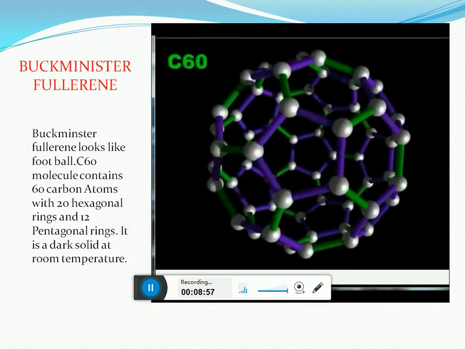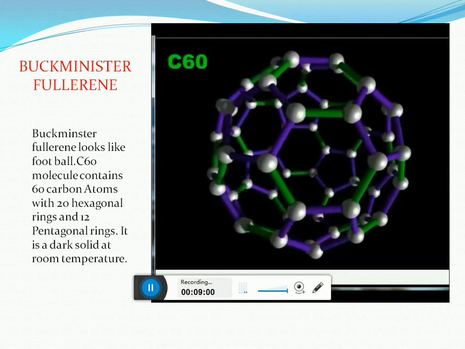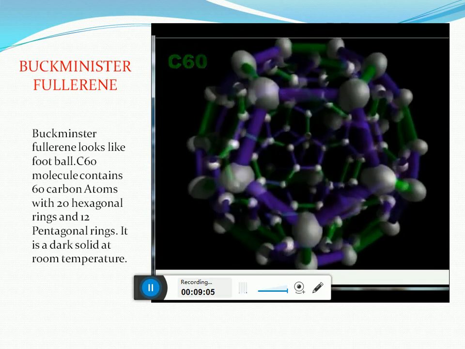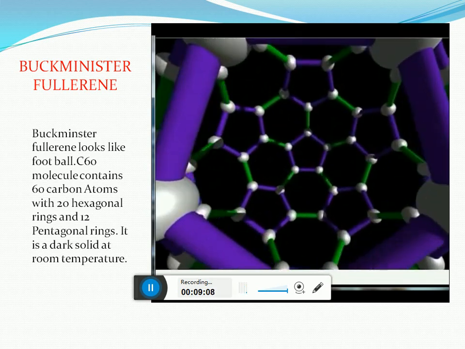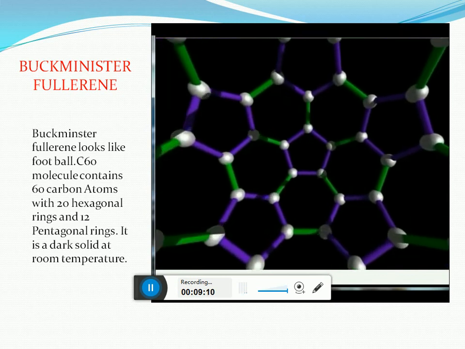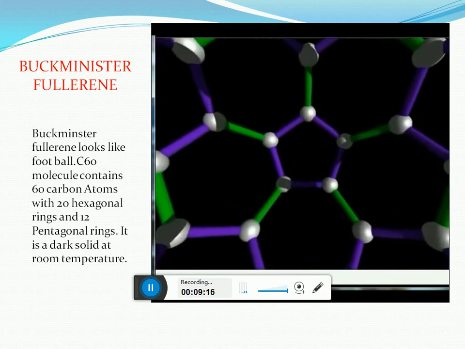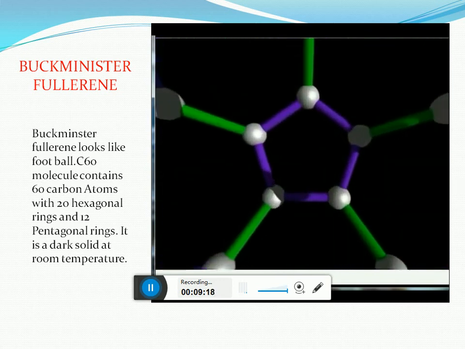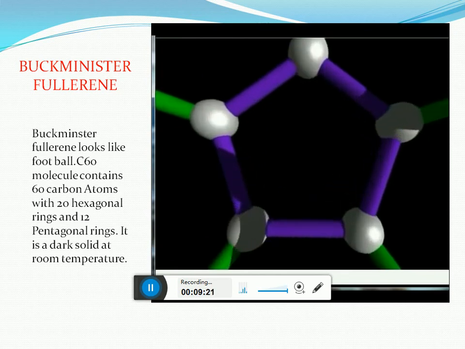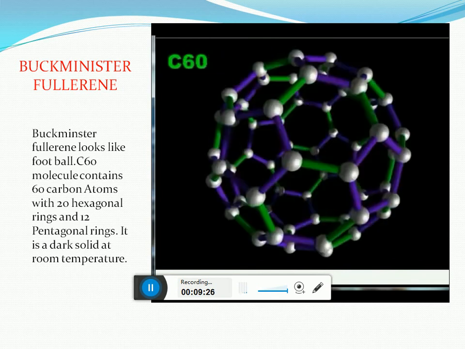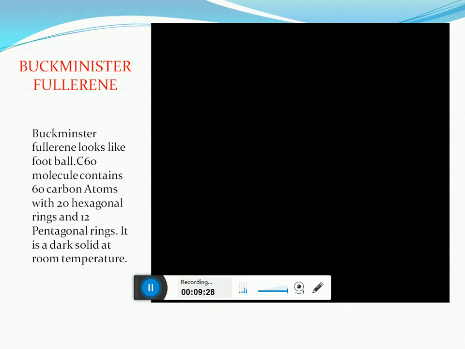Another important allotropic form of carbon is Buckminster fullerene. It looks like a football. It is a hollow sphere. Fullerene molecule contains 60 carbon atoms. 20 hexagonal rings and 12 pentagonal rings are present on fullerene molecule. C60 molecule is famous, which is known as Buckminster fullerene. It is a dark solid at room temperature.